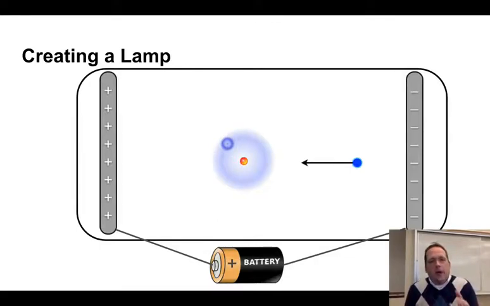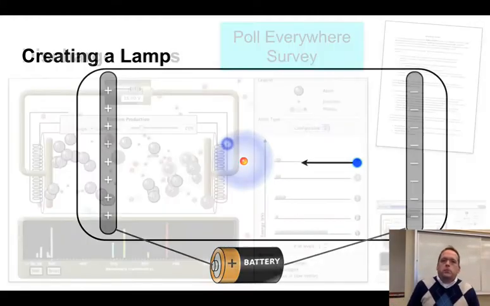You need the atom that's going to produce the light, but then you need the electron to collide with it. You need the plates to cause those electrons to fly across the gap, and then you need a power supply to those plates and something to enclose the whole system.